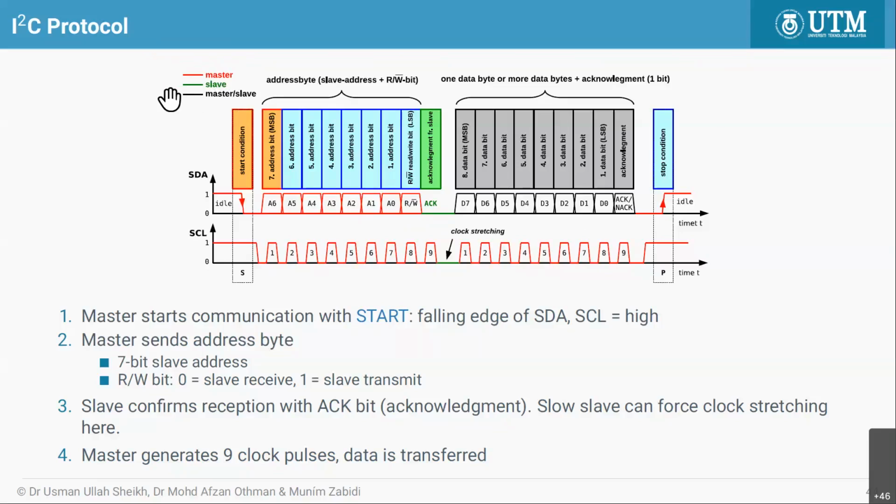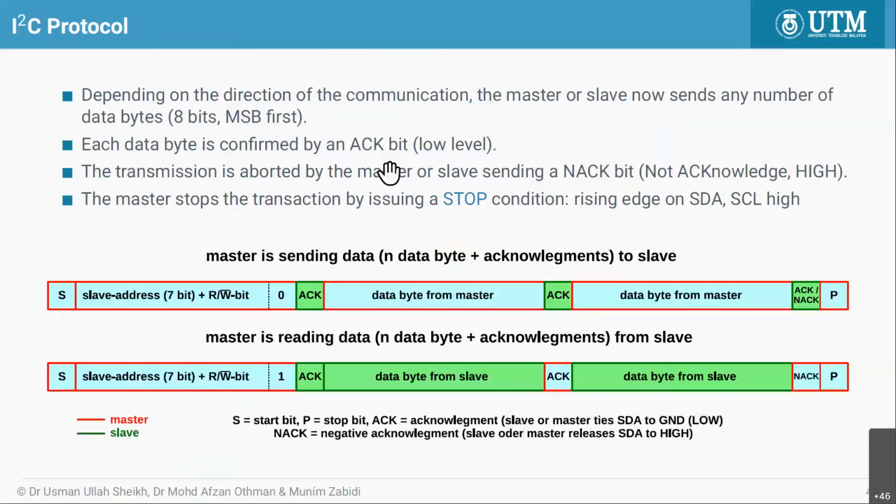Okay, here, there's a legend here. Master red, green is slave response, and black one can be either the master or the slave. Okay, so depending on the direction of the communication, the master or slave now sends any number of data bytes, and then each byte is confirmed by the ACK bit.